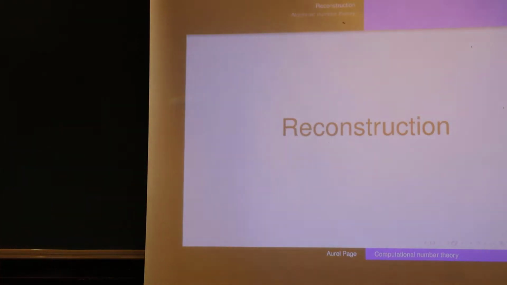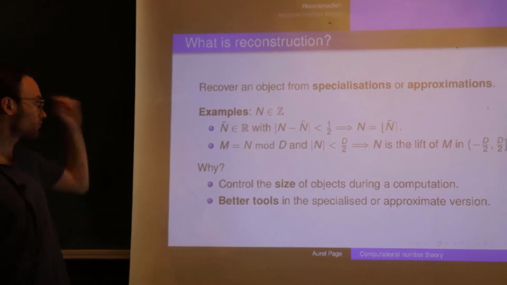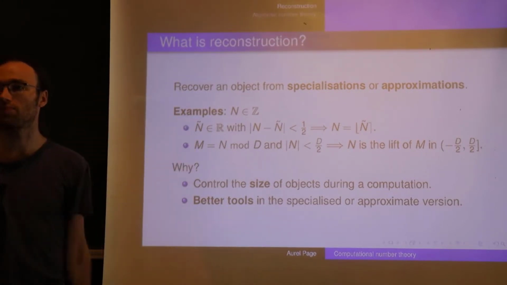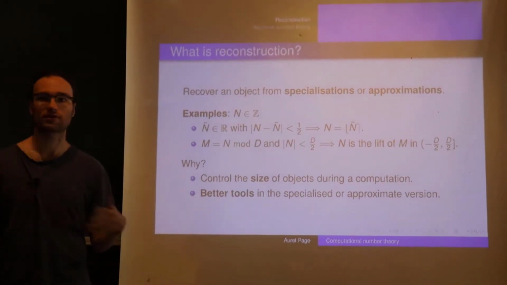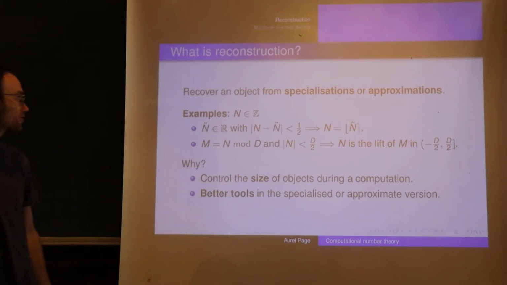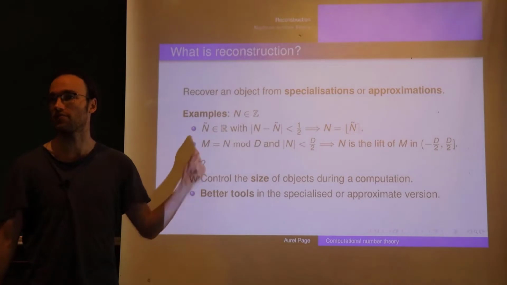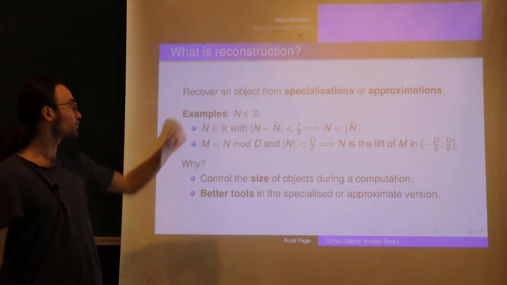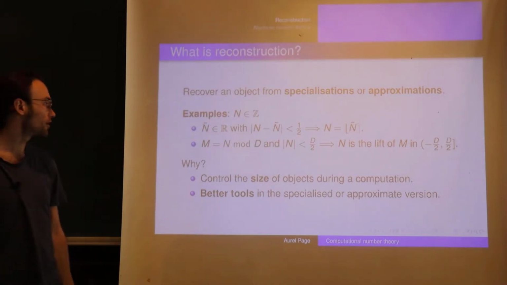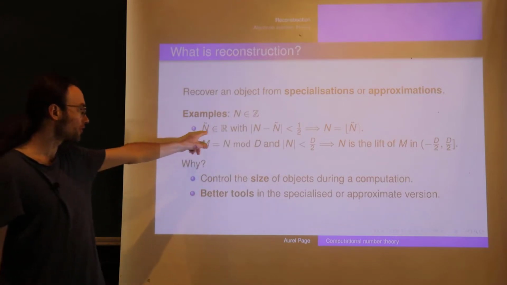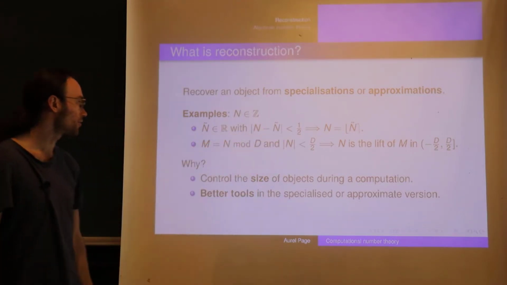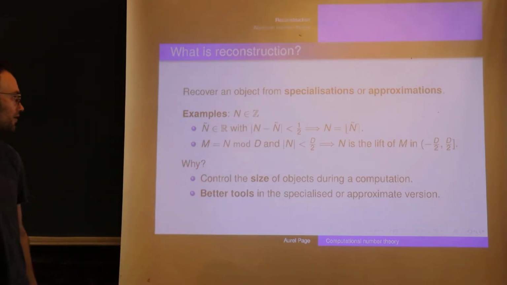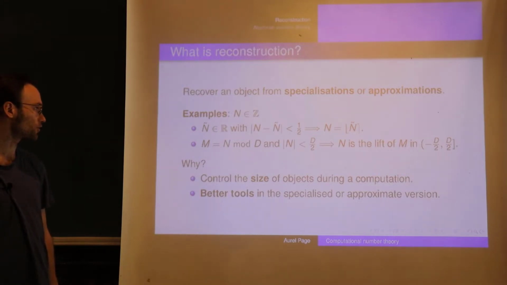Okay, so reconstruction. So what is reconstruction? Reconstruction is a way that you can recover a certain object, typically a number or polynomial, but it can also be something that is made of numbers and polynomials, from specializations or approximations. So let me give you the most basic example. Reconstruction of an integer can be either real reconstruction: if you have a real approximation to 1/2 of the integer, then you can round it and you get the integer back. Okay, so you can compute integers from their approximations to sufficient precision.